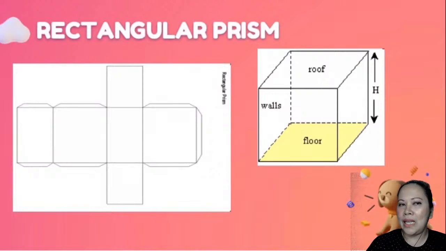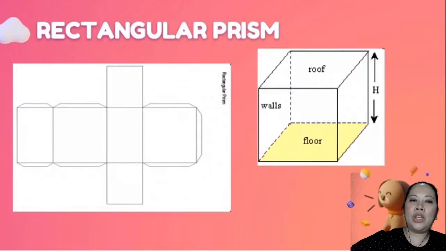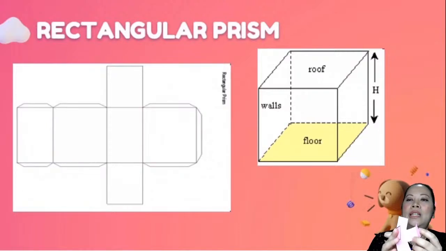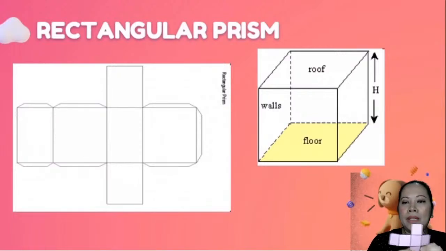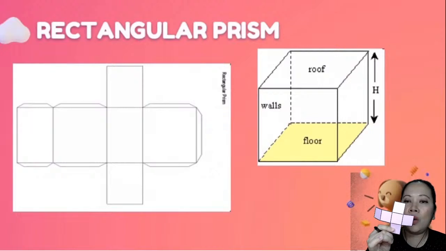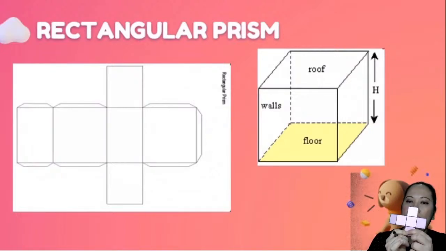So our first example here, we have our rectangular prism. The other name for rectangular prism is what we call a cuboid. Okay, so if we have a cube, I have here, this one is a net of a cube. All right, so I hope that you could see it. So when we talk about nets, this one is your net of your cube.